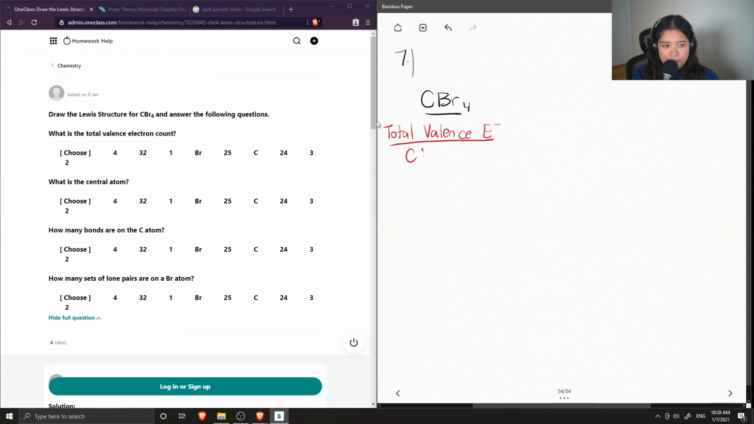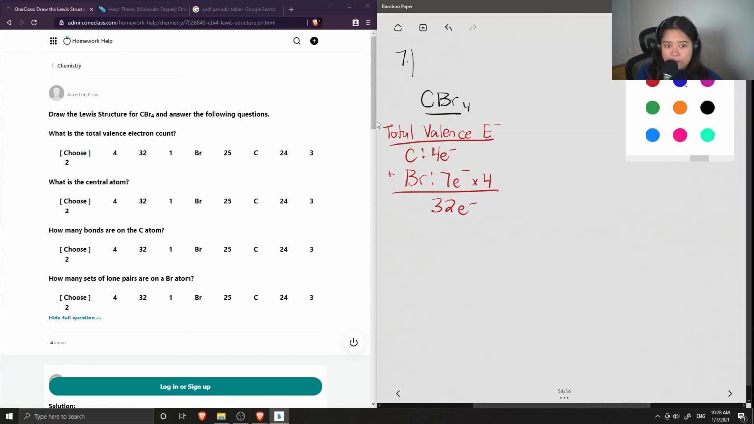So carbon contains 4 valence electrons, and bromine contains 7. So there are 4 bromine atoms, so we multiply this by 4, and we get a total count of 32 valence electrons.